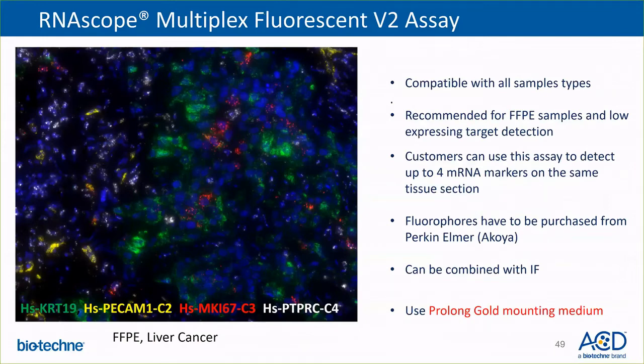The version 2 assay is compatible with all sample types and is especially recommended for FFPE samples and if your targets are low expressing. It is capable of detecting up to 4 targets at the same time and can be combined with immunofluorescence. Please make sure to order either the TSA Plus fluorophores or Opal dyes from PerkinElmer before running the assay. Again, ProLong Gold is our recommended mounting media.